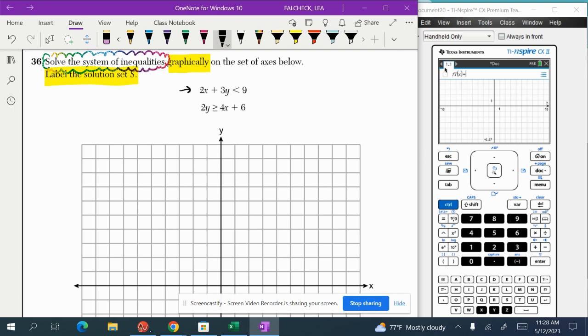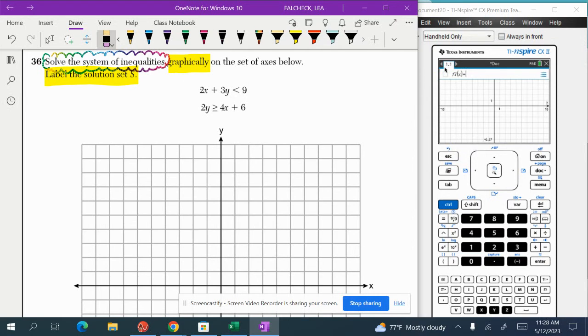That means I have one linear inequality here and another linear inequality here. I'm going to graph each inequality and then I'm going to find the region where they overlap. That will be the solution set. That's how I'm going to solve this system of inequalities graphically. That's my big plan. Let's do it.